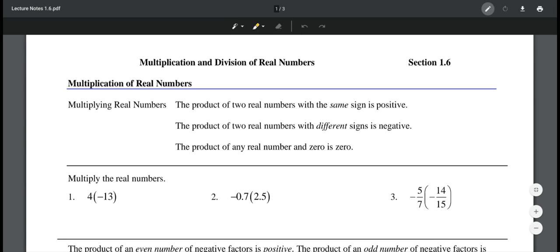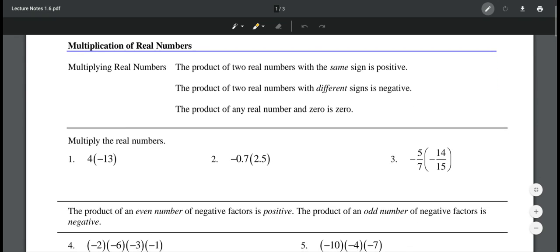In today's lesson, we are going to talk about multiplication and division of real numbers. So the first thing in this lesson, we are going to talk about the multiplying rules. You can see them listed. The product, which means multiply, of two real numbers with the same sign is positive. The product of two real numbers with different signs, like one is positive and one is negative, the outcome is negative. And the product of any real number and zero is zero.